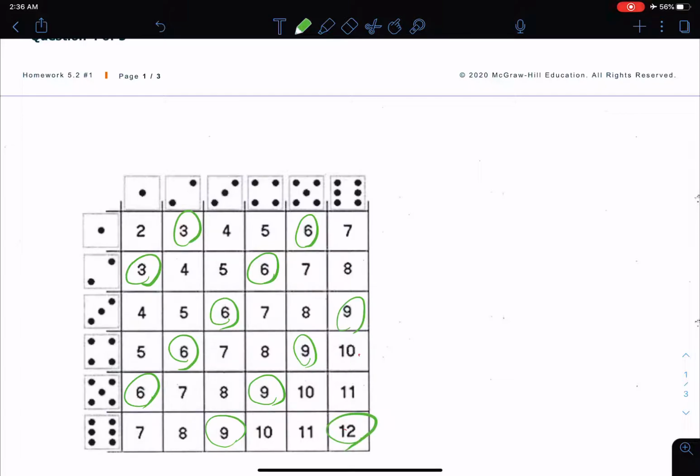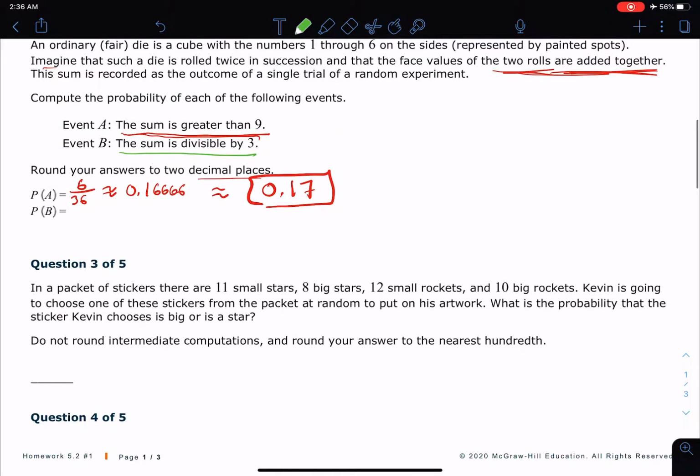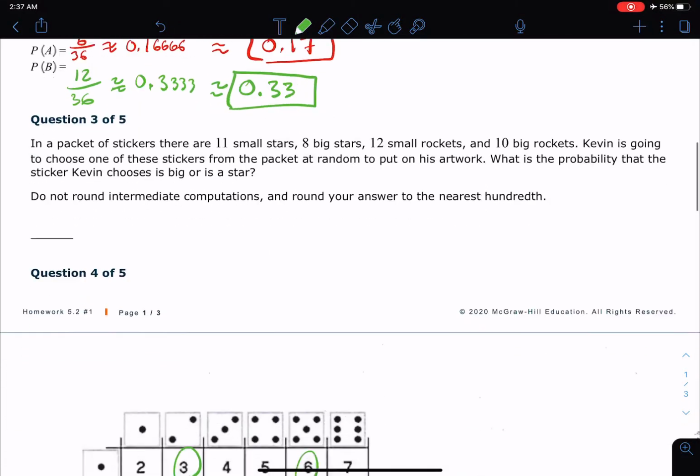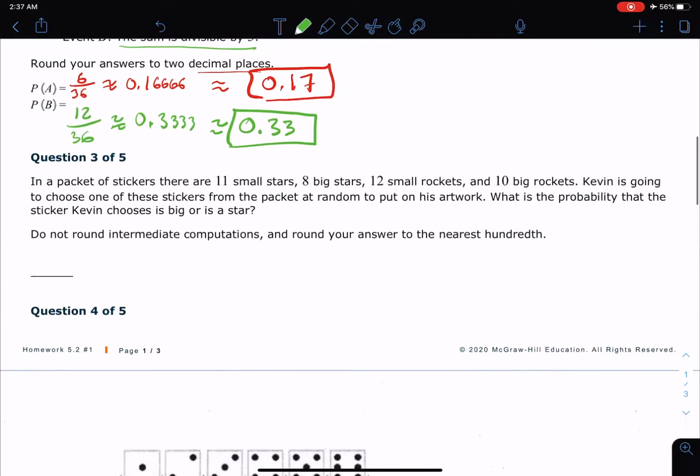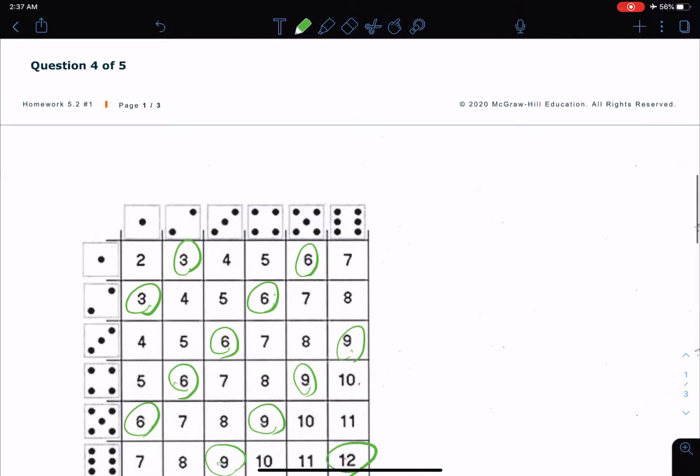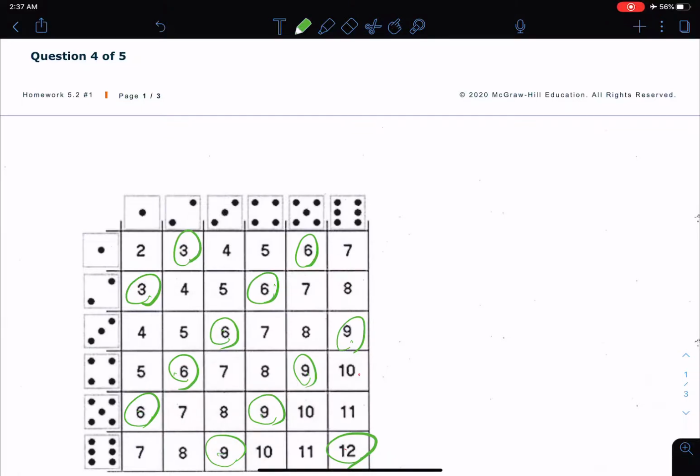How many numbers will that be? 1, 2, 3, 4, 5, 6, 7, 8, 9, 10, 11, 12. So that would be 12 out of 36, which is approximately point repeating 3. And it says to round to 2 decimal places, so that's 0.33. And that's it. Okay, so you can see that little chart was handy. You could also look that stuff up on the internet. Basically, the sum of two dice chart, and you'll see a whole bunch of them.